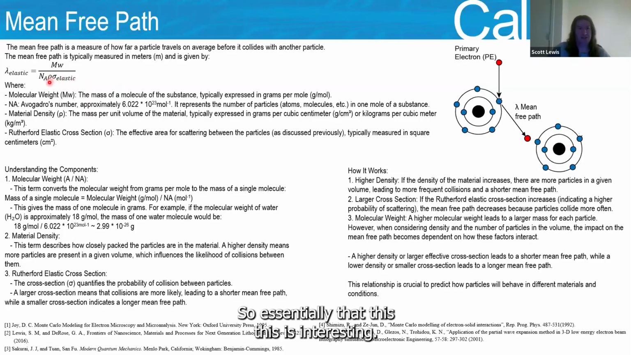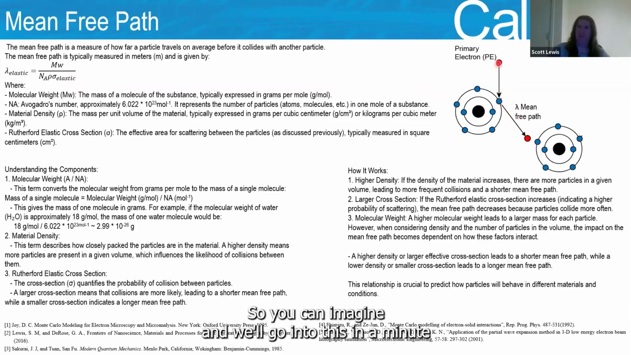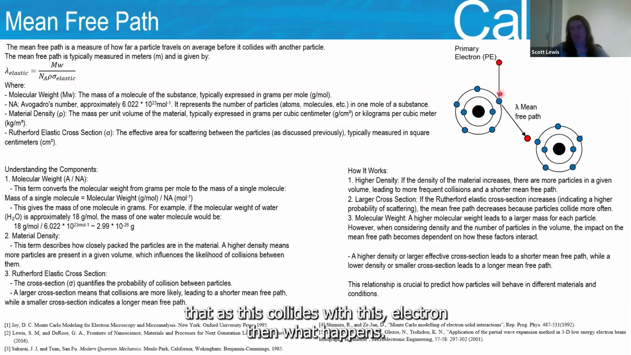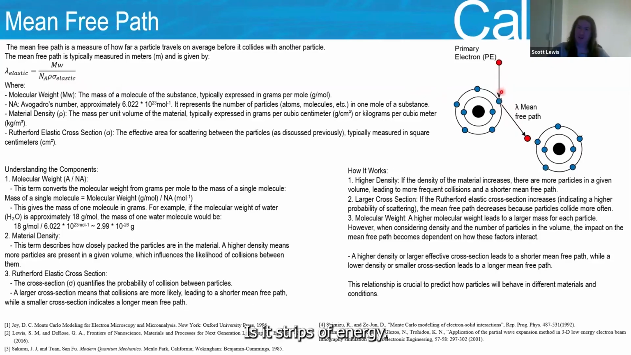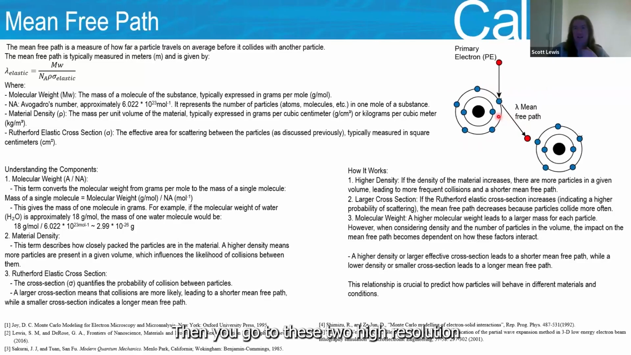So essentially, this is interesting, right? The larger the mean free path, the less scattering that goes on. You can imagine, and we'll go into this in a minute, that as this collides with this electron, it strips some energy. But of course, if this distance is large and this atom is massive, so you've got a large molecule, there's less to scatter off, and that leads to high resolution.